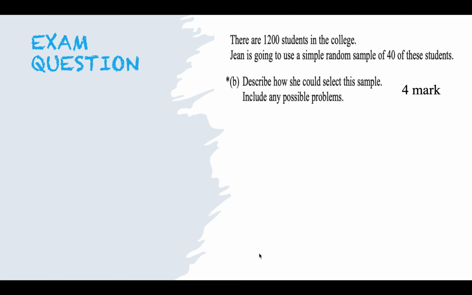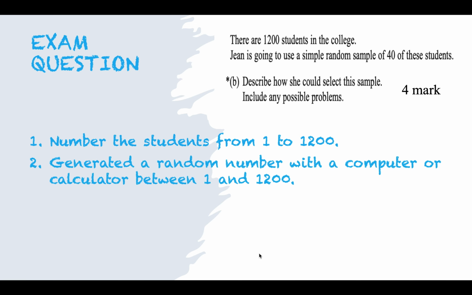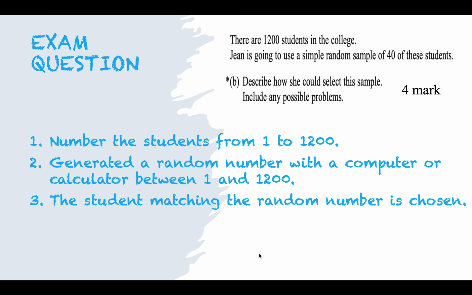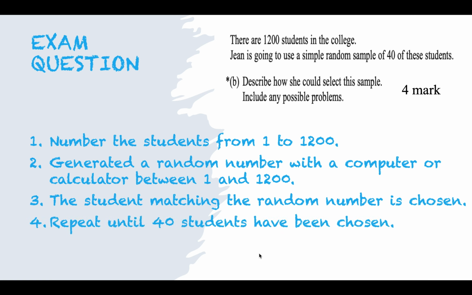Here's a suitable response. Number the students from 1 to 1,200. Generate a random number with a computer or calculator between 1 and 1,200. The student matching the random number is chosen. Repeat until 40 students have been chosen. This would be enough for 3 marks.